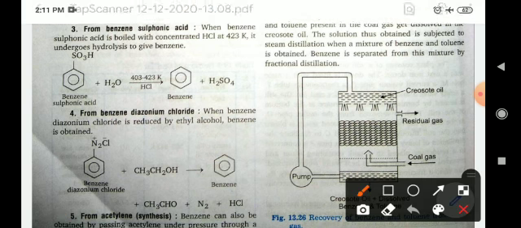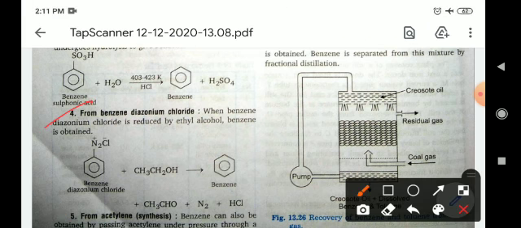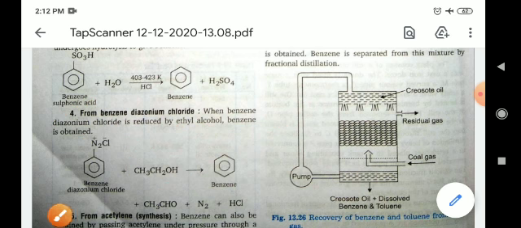Okay, next from benzene diazonium chloride. When benzene diazonium chloride is reduced by ethyl alcohol, then benzene is obtained. Means when N2 plus and Cl minus are present on benzene, it is known as benzene diazonium chloride. When it reacts with ethyl alcohol, these groups will be removed and benzene will form.